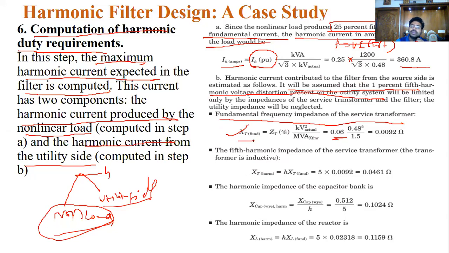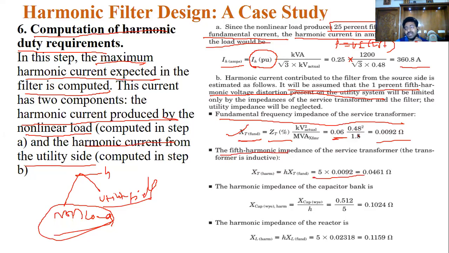So now we can calculate the transformer. Whenever you are designing a filter, you want to calculate all the parameters surrounding that filter. That's why we are calculating the transformer inductance value. Now see this: this is the impedance value of the transformer under fundamental frequency. According to the fifth order harmonic, you simply multiply by 5.